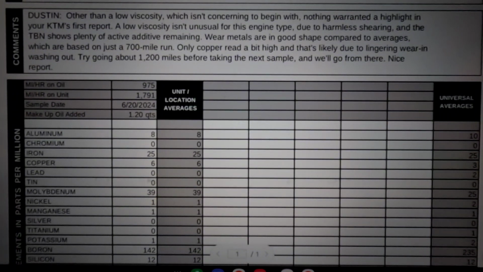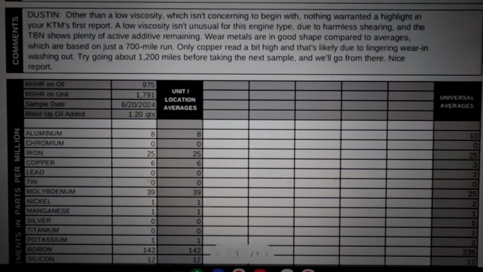All right, other than a low viscosity, which isn't concerning to begin with, nothing warranted a highlight in your KTM's first report. A low viscosity isn't unusual for this engine type due to harmless shearing, and the TBN, total base number, shows plenty of active additive remaining. Wear metals are in good shape compared to averages, which are based on just a 700 mile run. Only copper read a bit high, and that's likely due to lingering wear in washing out. Try going about 1,200 miles before taking the next sample, and we'll go from there. Nice report. Okay, so that's good news, you guys.